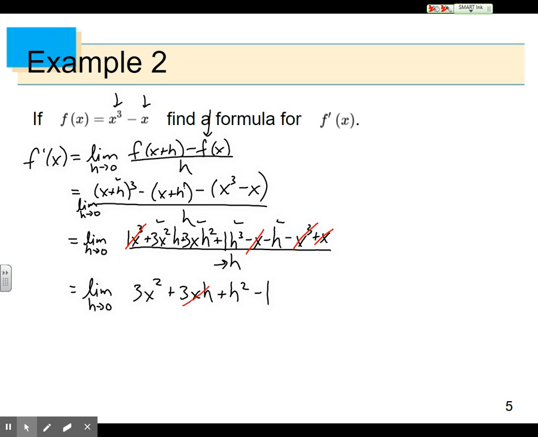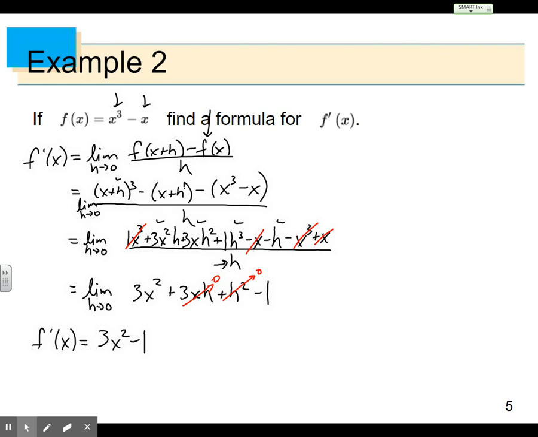And now if h is going to 0, that means that term's going to disappear, that term's going to disappear, and finally, I'm left with my derivative. My derivative of this function at any point x that I would want to plug in would be 3x squared minus 1.